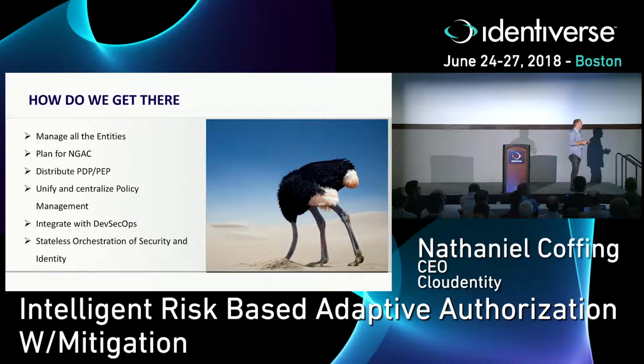And so we have an itemized list of how to get there, right? So first of all, manage all the entities. Let's rethink what entity means, or even identity means. Second of all, let's plan for our next generation of access control. There's a couple of different net new standards that NIST is pushing, UMA's coming out, et cetera, that are designed to really enhance what can be done at the access control layer.